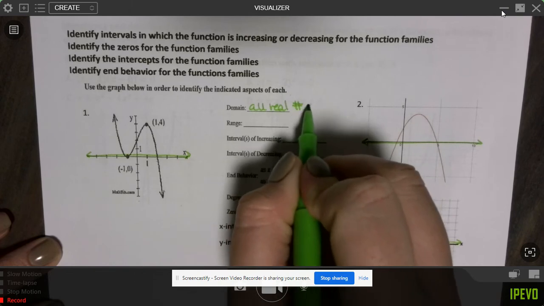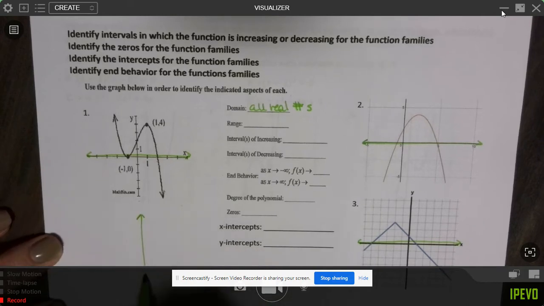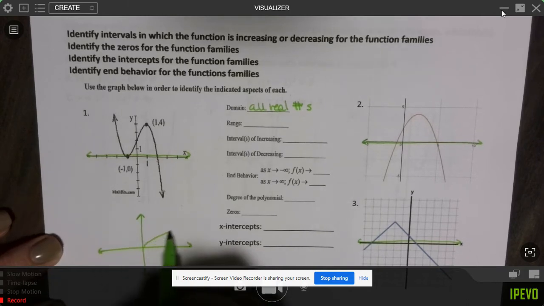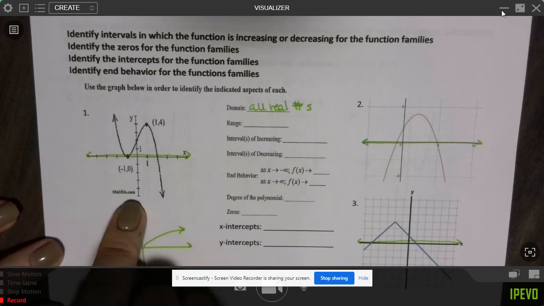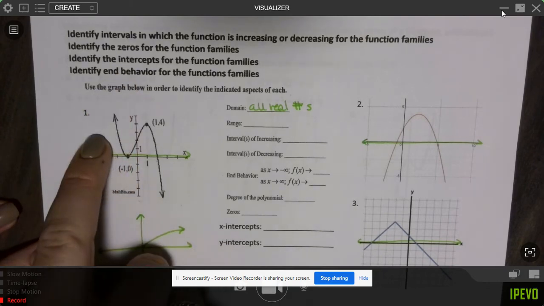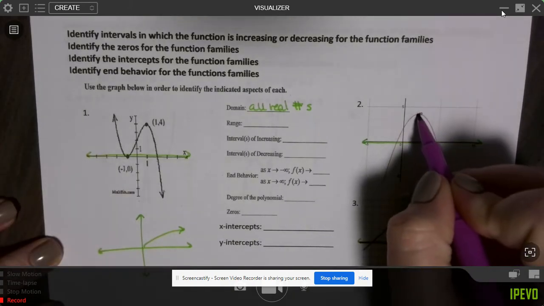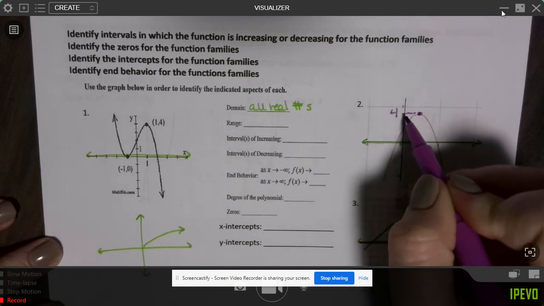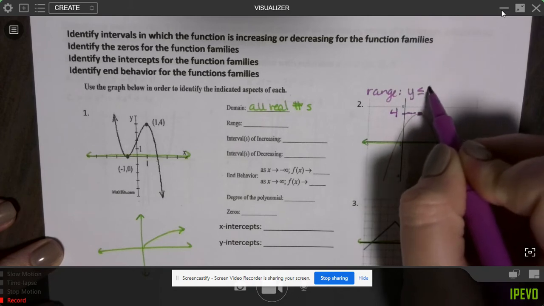In fact, it's going to always be all real numbers unless we're talking about radicals, things that are square roots, like this. Then your domain is not all real numbers. Range is talking about all of your possible y values. And so looking at this function, because I've got an arrow that's going to increase forever and an arrow that's going to decrease forever, your range here is all real numbers. But for these, your range is going to start and stop at your vertex, right? So here, 4 and everything less than. So your range for this one is going to be y is less than or equal to 4.